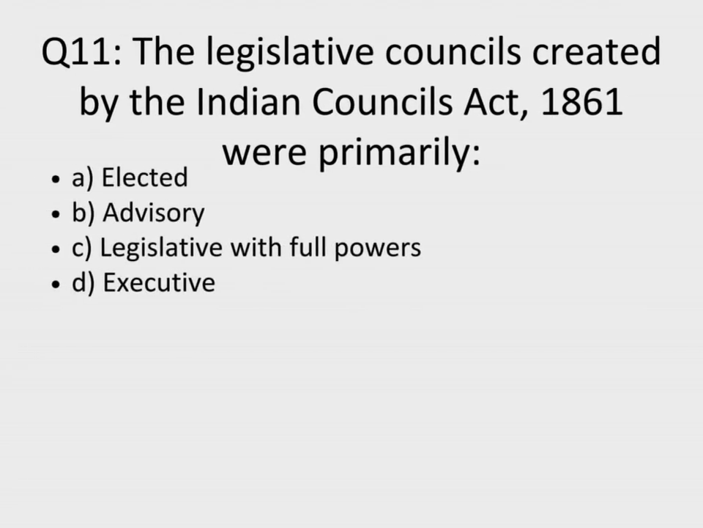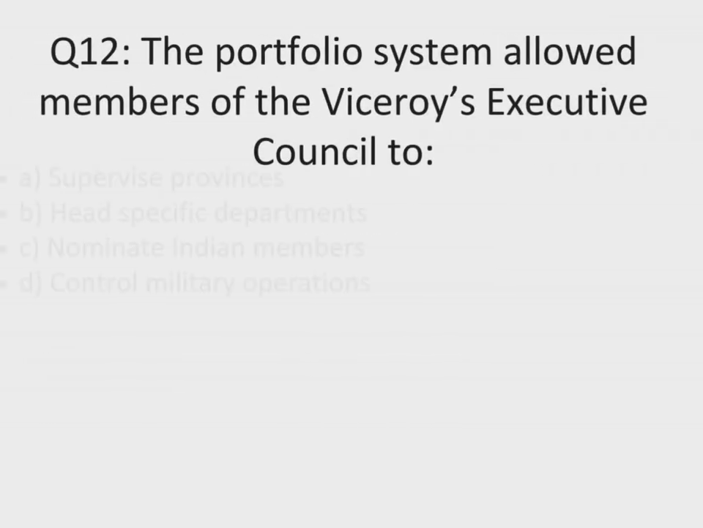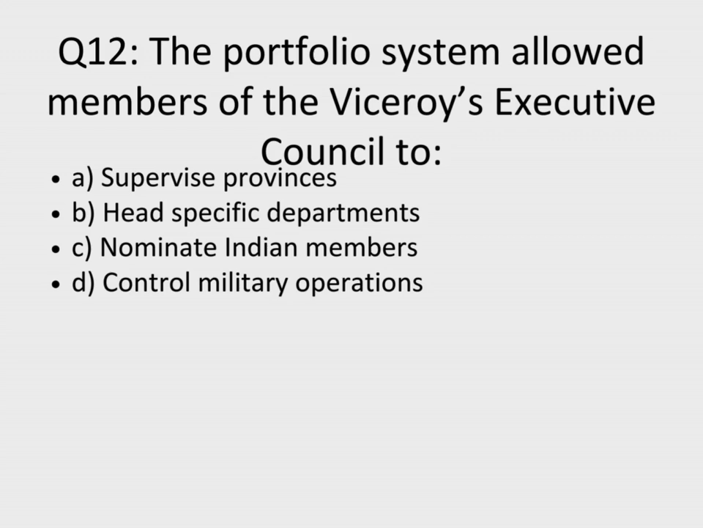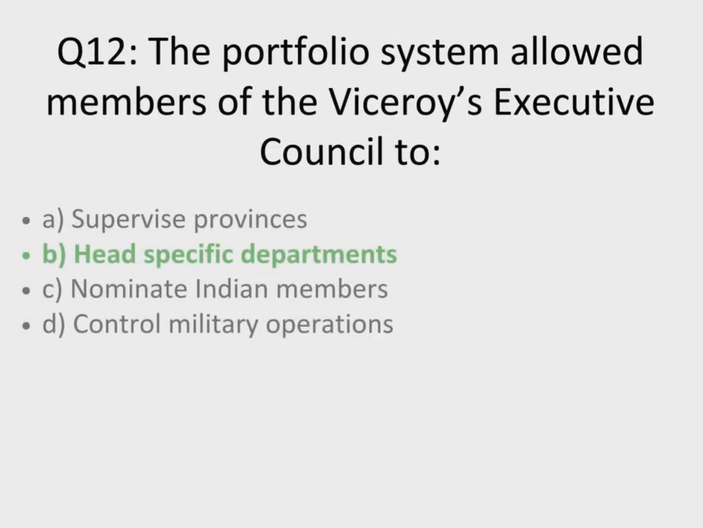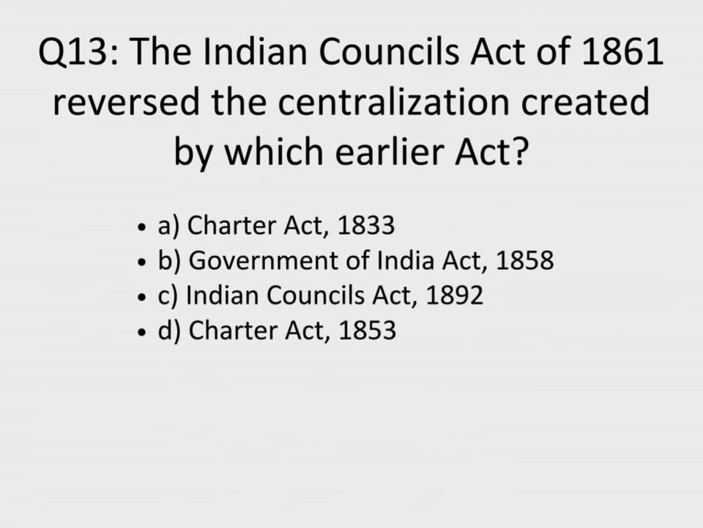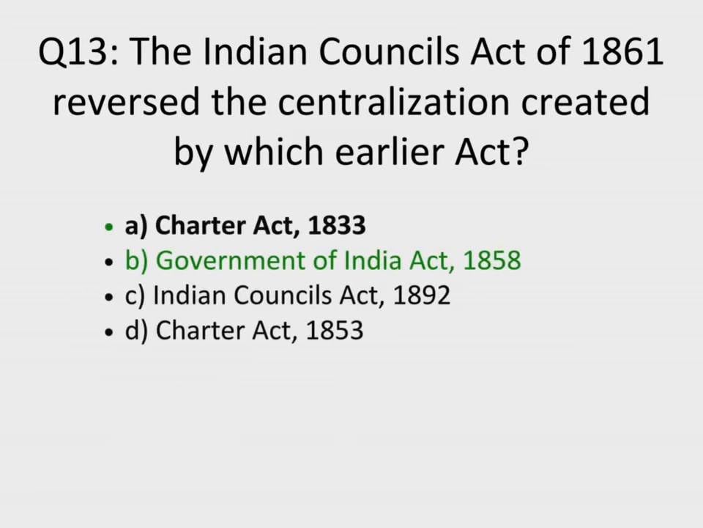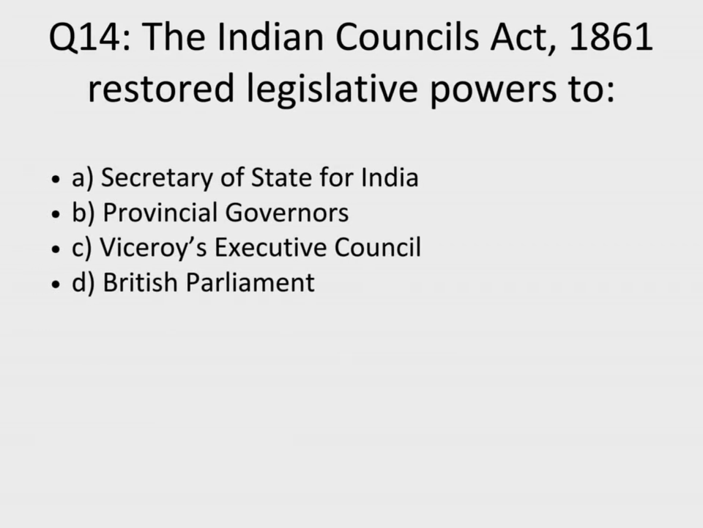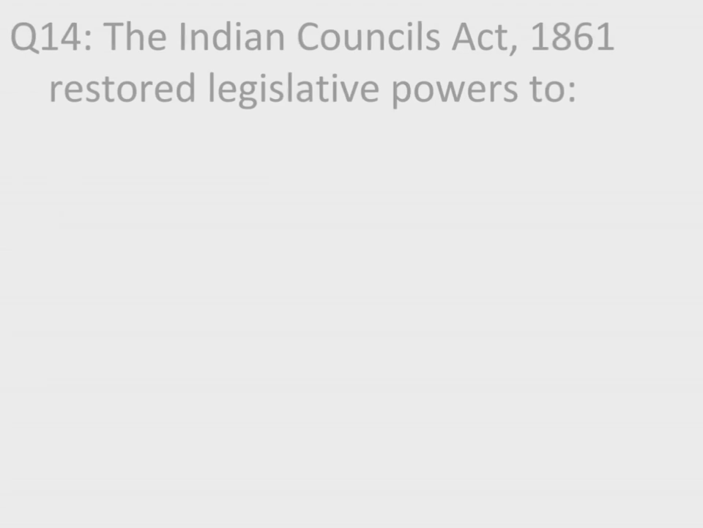11. The legislative councils created by the Indian Councils Act, 1861 were primarily. Correct answer, B. Advisory. 12. The portfolio system allowed members of the Viceroy's Executive Council to. Correct answer, B. Head specific departments. 13. The Indian Councils Act of 1861 reversed the centralization created by which earlier act? Correct answer, B. Government of India Act, 1858. 14. The Indian Councils Act, 1861 restored legislative powers to. Correct answer, B. Provincial governors.